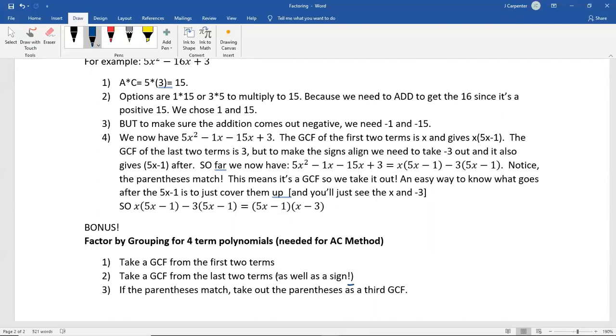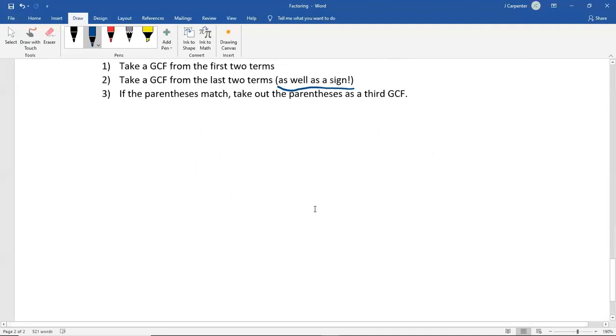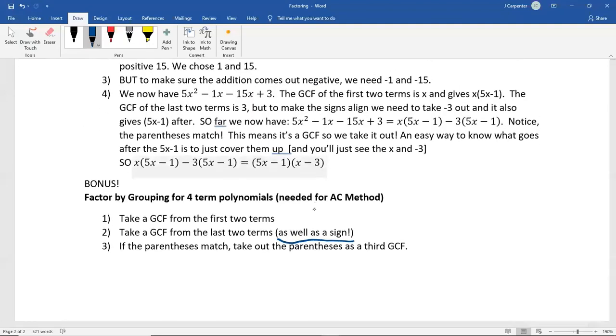Now, with the last 2 terms, you'll also have to take out a sign. You'll have to take out a plus or a minus because, well, it would look wrong otherwise. The reason you don't have to do it for the first part is because there's nothing in front of the first GCF, so you don't have to write a plus. I'm going to give you a super hint that I do not have typed up there. If the parentheses match, which is what you're hoping for, then the parentheses is a third GCF. I'll show you, well, you can see it right here. This step 3 is exactly what we're talking about right here. So pretend like you don't see this yet.